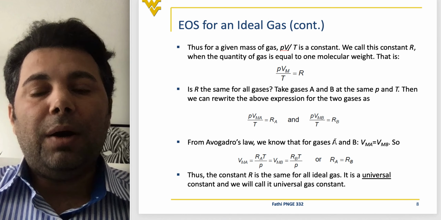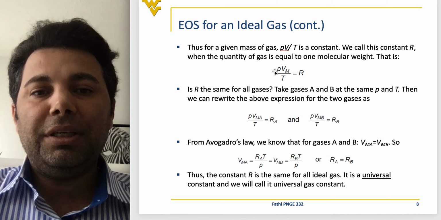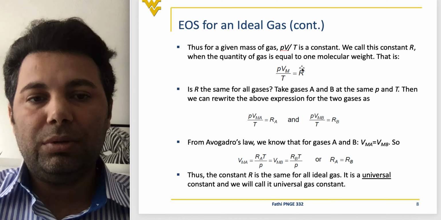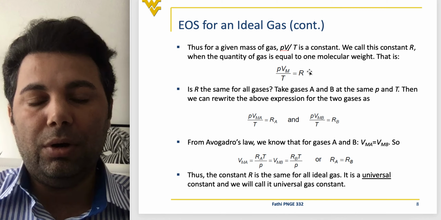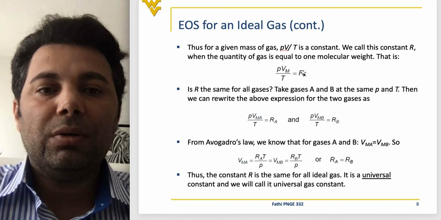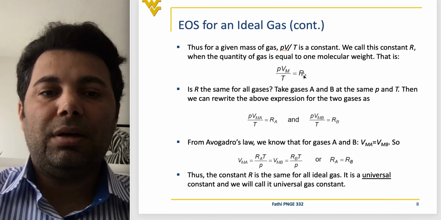Okay, I can write this for 1 mole of gas. So I can say P times molar volume over temperature is equal to a constant. PVm over T is equal to constant R, and this R we call the universal gas constant.